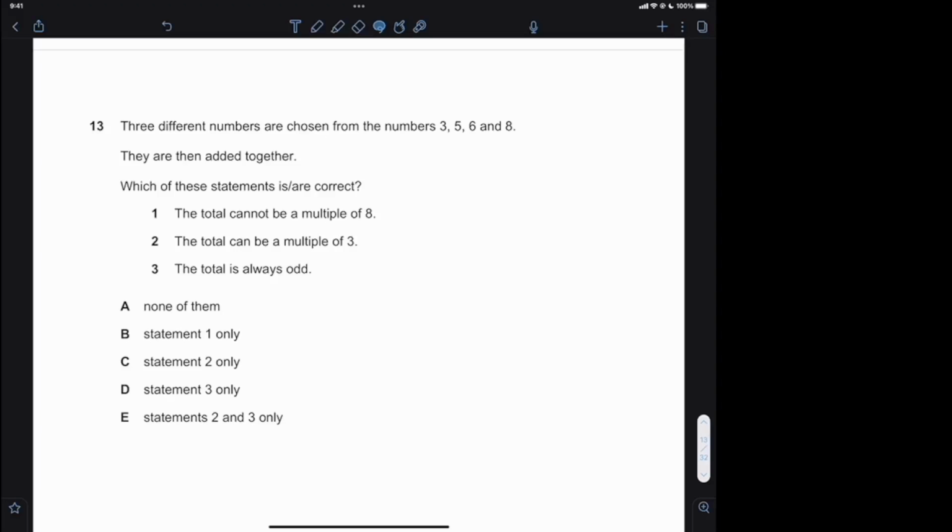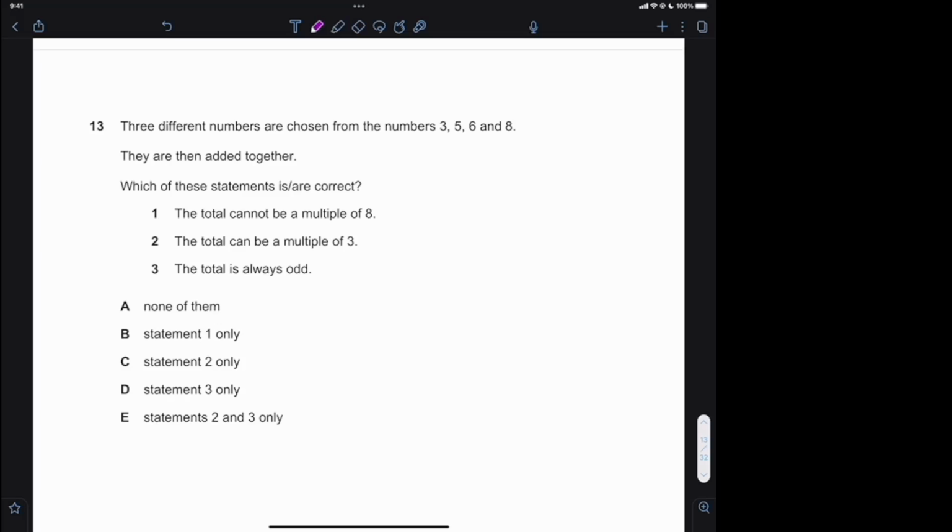Question 13. 3 different numbers are chosen from these 4 numbers. They're then added together, and which of these statements are correct? Okay, so we've got some possibilities. Total cannot be multiple of 8, total can be a multiple of 3, etc. I think the best way to do this is there's only 4 possible combinations. Think about it, right? If you are adding up 3 different numbers, you can leave out 1 different number each time.